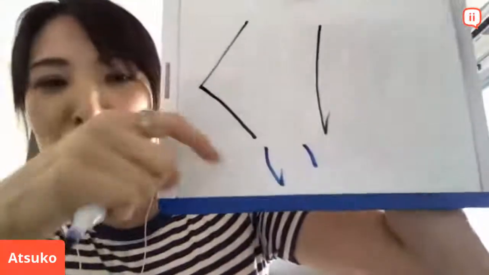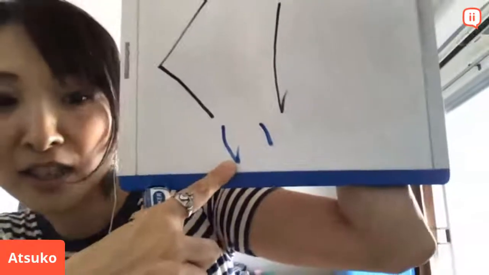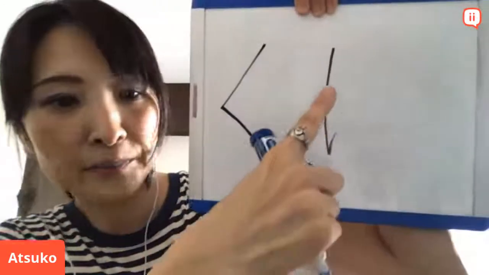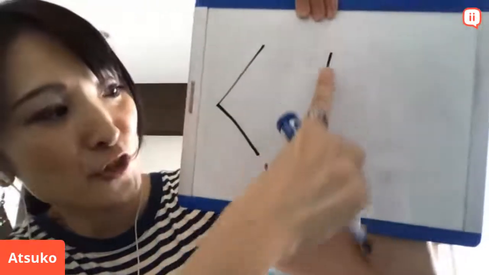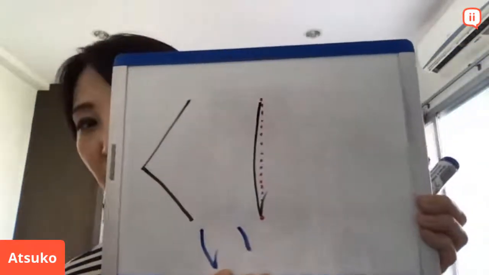It's different from first stroke of E. First stroke of E goes to right. But first stroke of K is straight. Okay. Starting point and finishing point are on the same line. Like this. Okay.